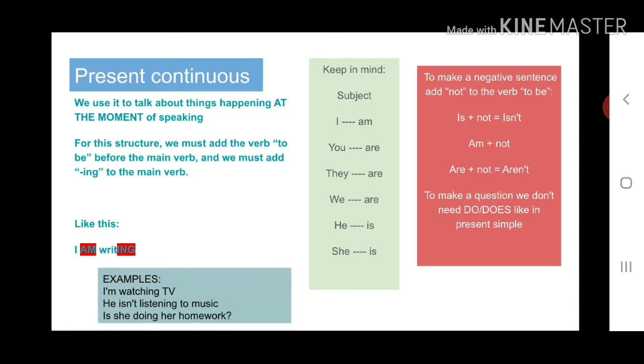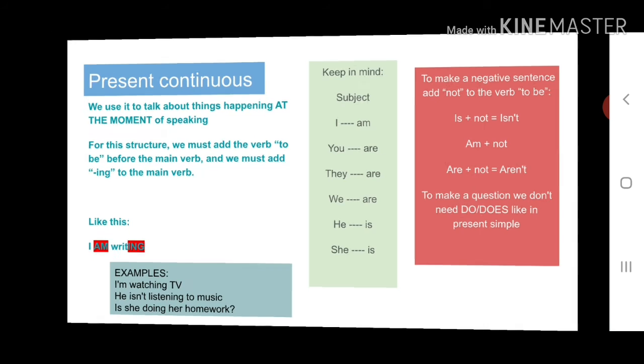So here are some examples in present continuous. I am watching TV. That's a positive sentence in present continuous. He isn't listening to music. That's a negative sentence in present continuous. Is she doing her homework? And a question. As you can see there, we just used the verb to be at the beginning. We didn't use do or does at all, okay? Moving on.